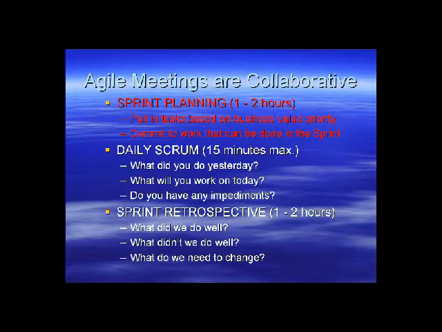Sprint planning typically consists of 1 to 2 hours at the beginning of each sprint, and it pulls in tasks based on the business value priority, so that the team is always working on the highest priority work all the time.